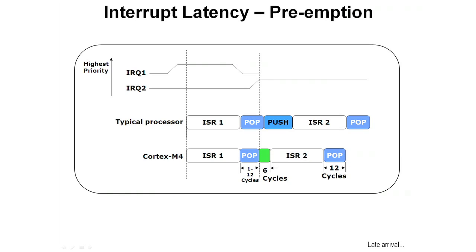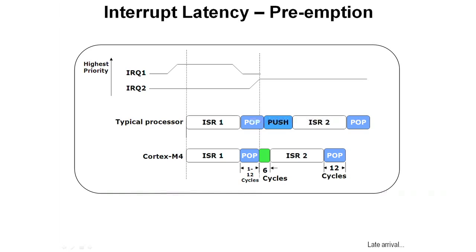Take a look there where the typical processor is doing its thing. Interrupt service routine 1 is run. At the end of that, we do a pop, and then during the pop is where another interrupt goes off. Well, in a typical processor, it's unable to do anything about that. It continues its pop process. It then pushes the state of the processor because it detected another interrupt happening. It ran interrupt service routine 2, and then it popped again. A lot of cycles being wasted.